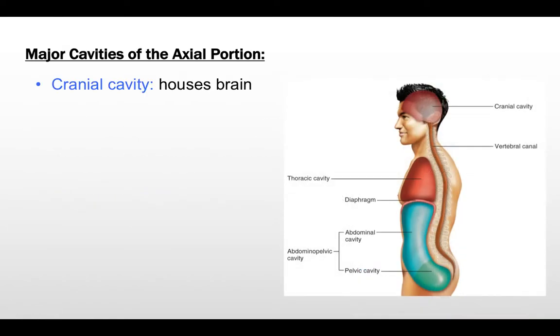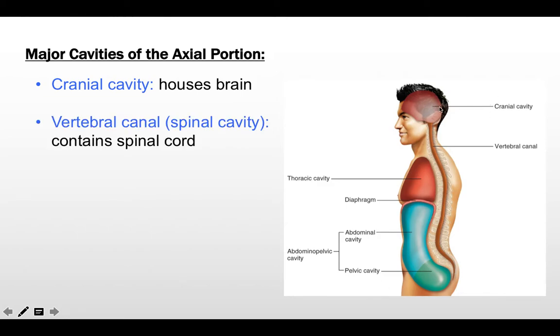Okay, major cavities of the axial portion. We'll start there. So in our head, of course, we have a cavity that houses our brain. That would be our cranial cavity. I would draw this picture as well, underneath where you drew your appendicular axial one. Unless there's room inside, you're welcome to combine them, though he is standing on a different plane than the last picture. So cranial cavity houses your brain, and the vertebral canal, sometimes known as the spinal cavity, contains the spinal cord.